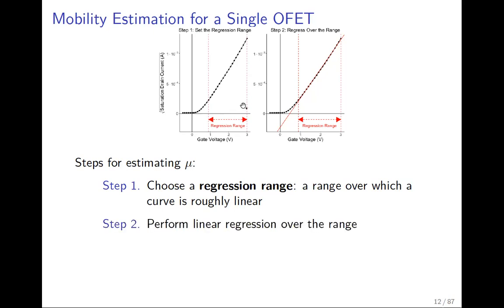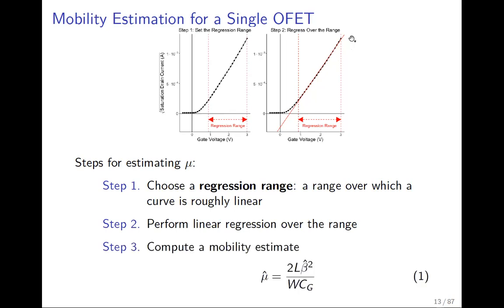In the second step, we perform linear regression over the regression range. We can then compute a mobility estimate, mu hat, by taking the slope beta hat of the fitted line and plugging it into this formula. L, W, and CG represent the channel length, channel width, and gate capacitance, respectively.